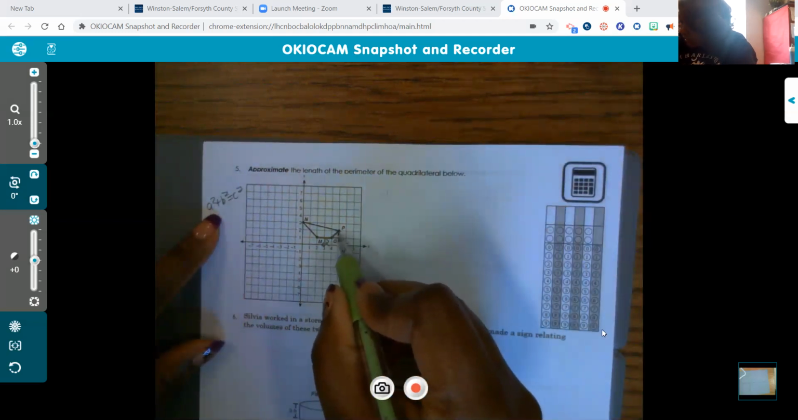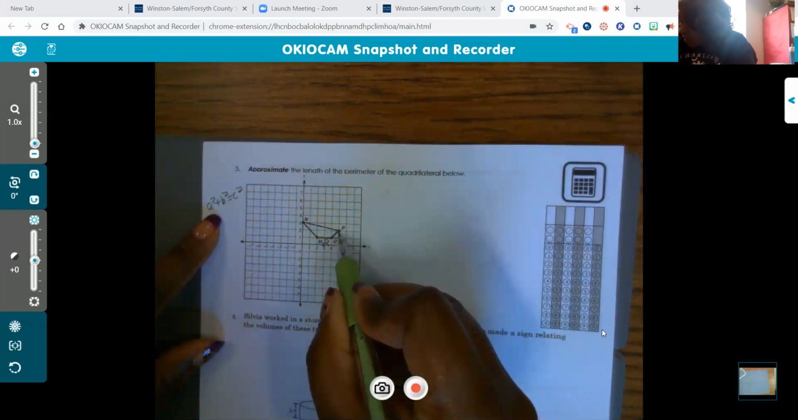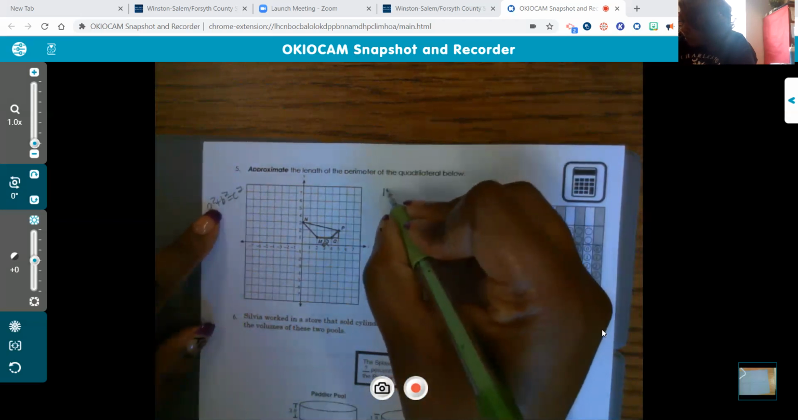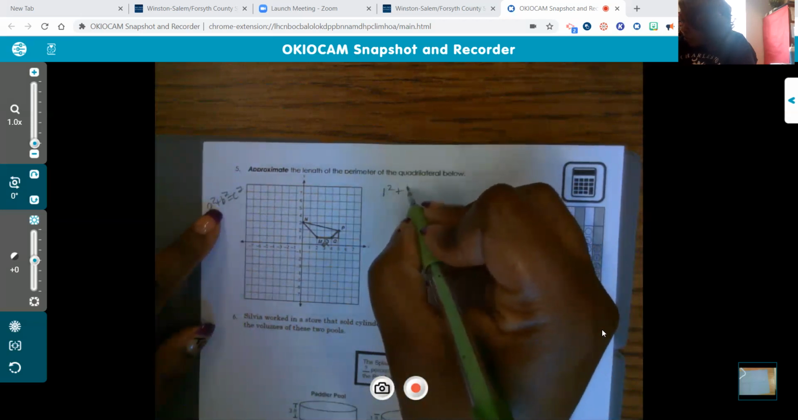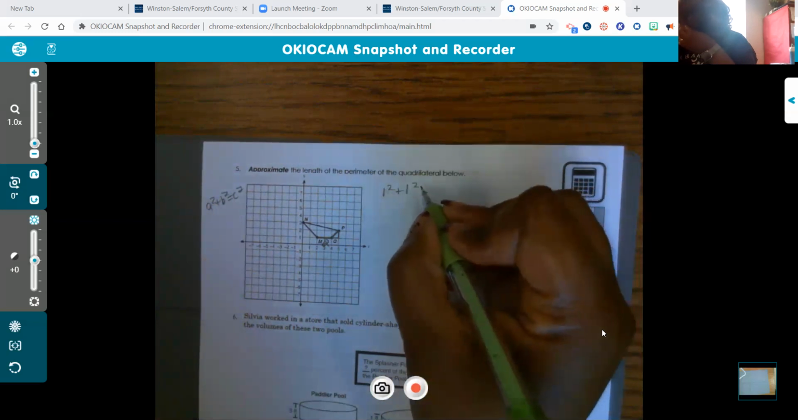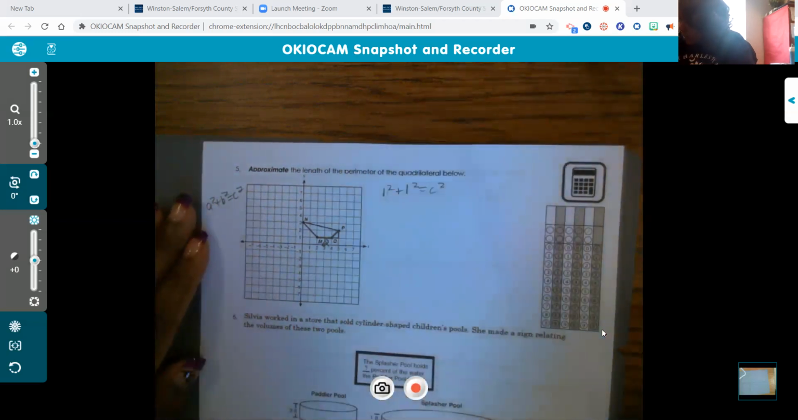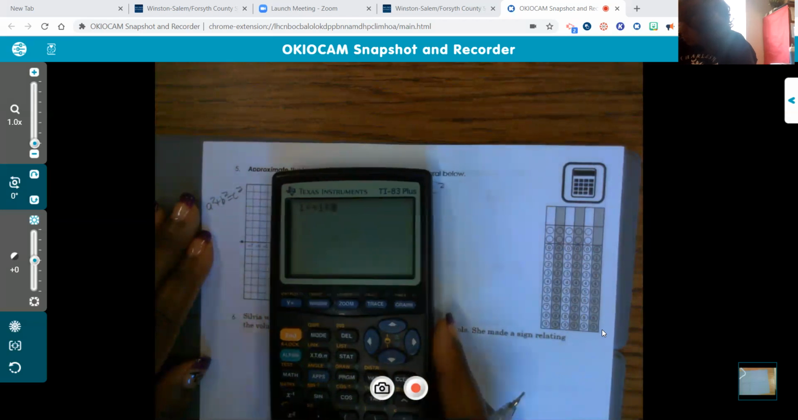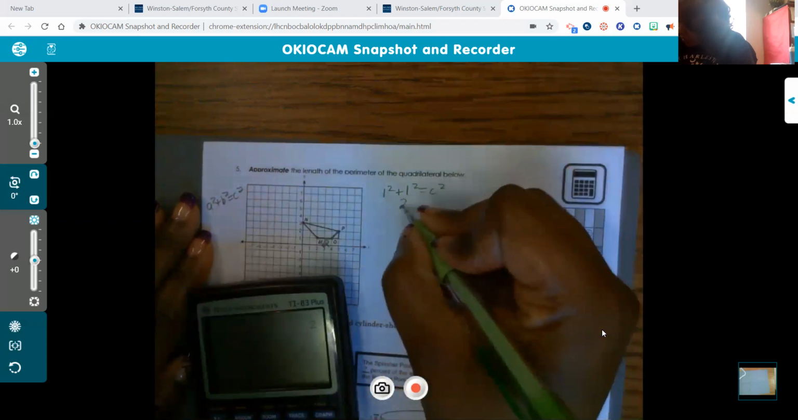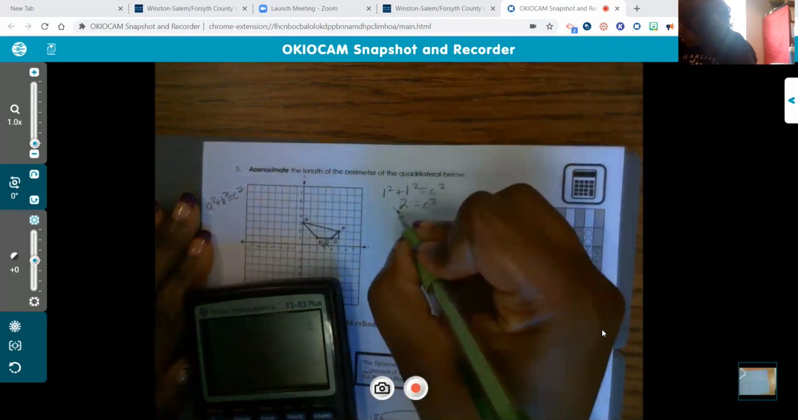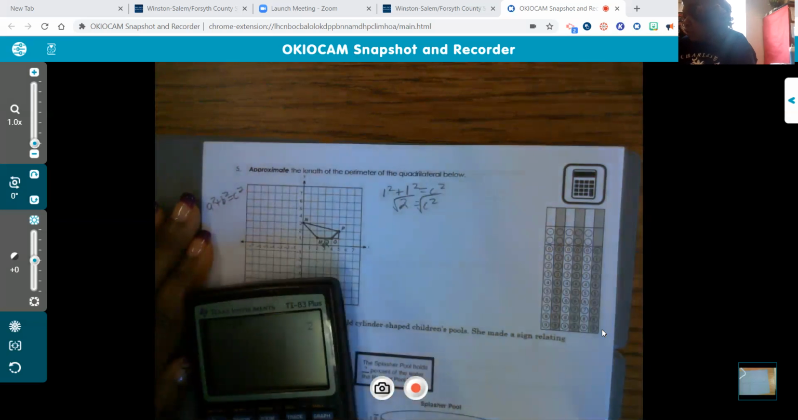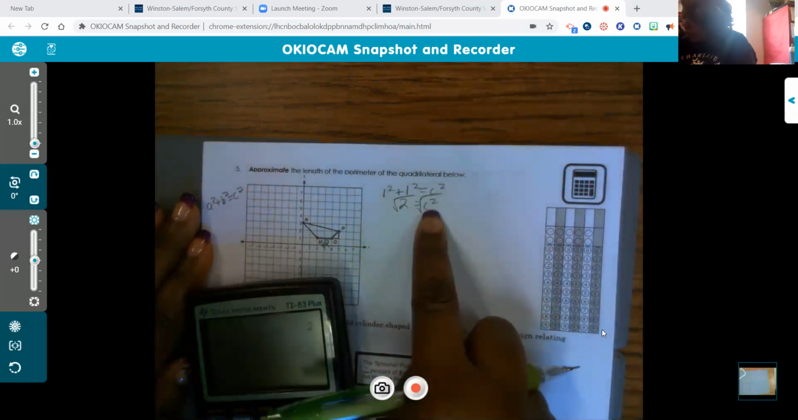So I'm finding this distance, so this is going to be my c. So this is 1 unit and 1 unit. So this is going to be 1 squared plus 1 squared equals c squared. Okay, so this is calculator active, so I can use my calculator for this one. I have 1 squared plus 1 squared, and that gives me 2. So now I'm going to find the square root on both sides. Remember, the opposite of squaring a number is square root. The opposite of cubing a number is cube root. We're using square root here.